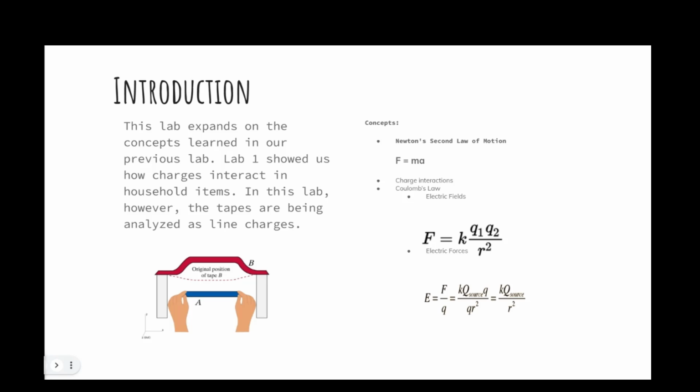So Lab 1 showed us how charges interact in household items, like tape. And in this lab, however, the tapes are being analyzed as line charges instead of us looking at how the charges interact within them. So some concepts that are important in this lab are Newton's second law of motion, force equals mass times acceleration, charge interactions, Coulomb's law with electric fields, so force equals K Q1 Q2 over R squared, and electric forces, and the equation is below.